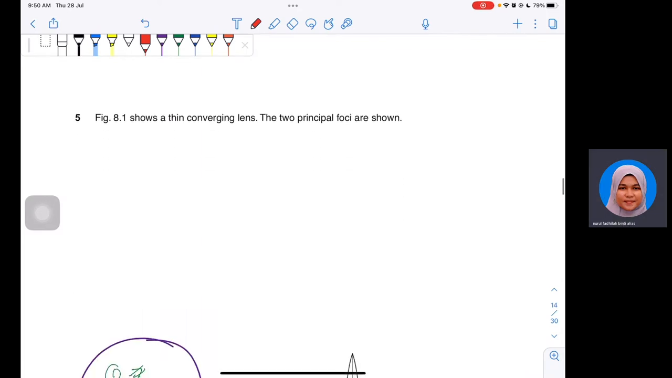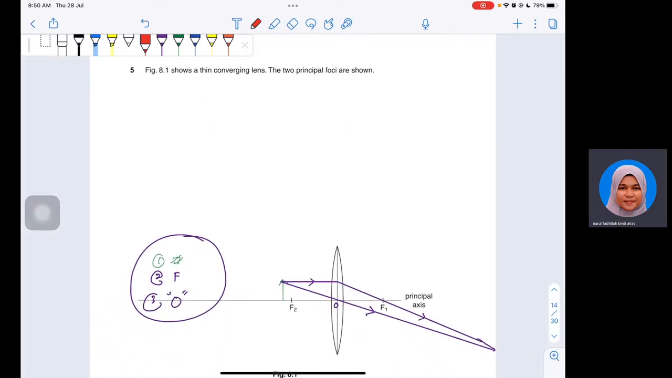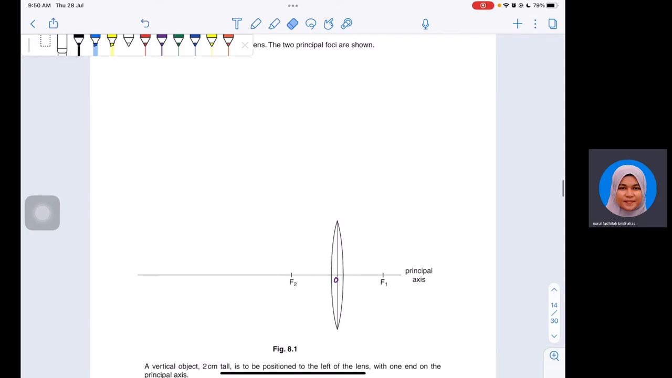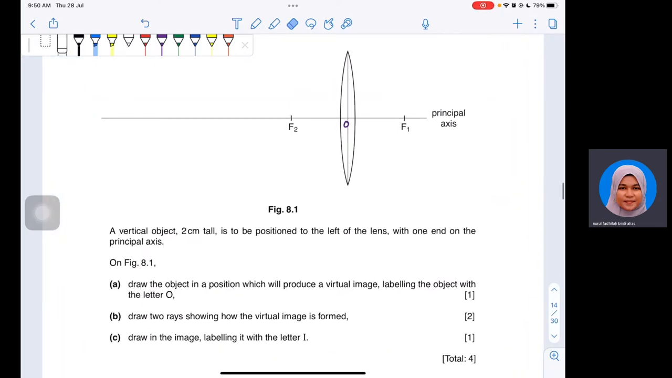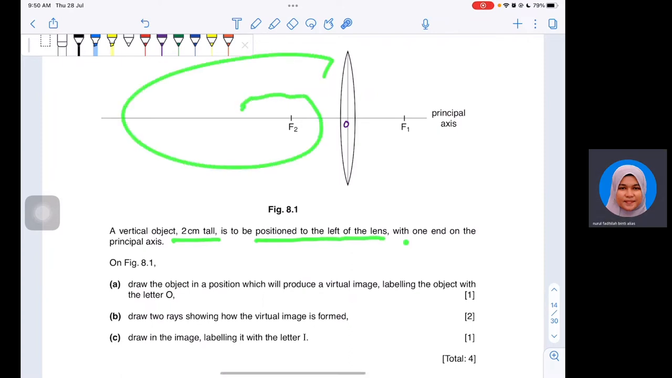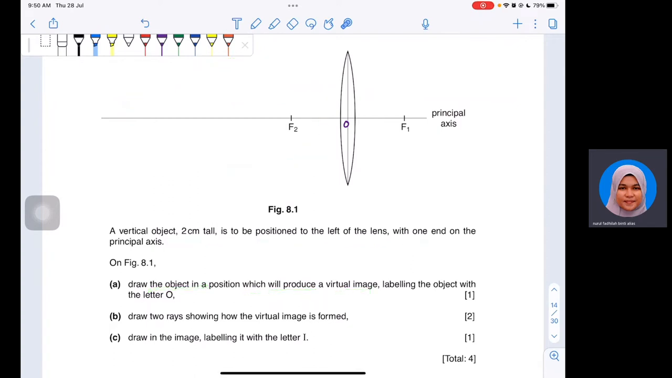Now, figure 8.1 shows a thin converging lens. The two principal foci are shown. Foci means focal points. Now it says a vertical object, 2 cm tall. When the question gives you this value, 2 cm, make sure you draw following the given instruction. So a vertical object 2 cm tall, positioned to the left of the lens, with one end on the principal axis. Draw the object in a position which will produce a virtual image, labeling the object with the letter O.